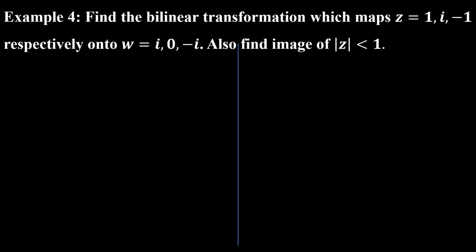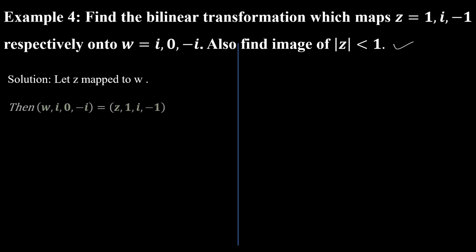Now we come to question number 4. Find the bilinear transformation which maps z = 1, i, -1 respectively onto w = i, 0, -i. Also find the image of mod z less than 1. So earlier it was mod of z minus 3, now it is mod z only.